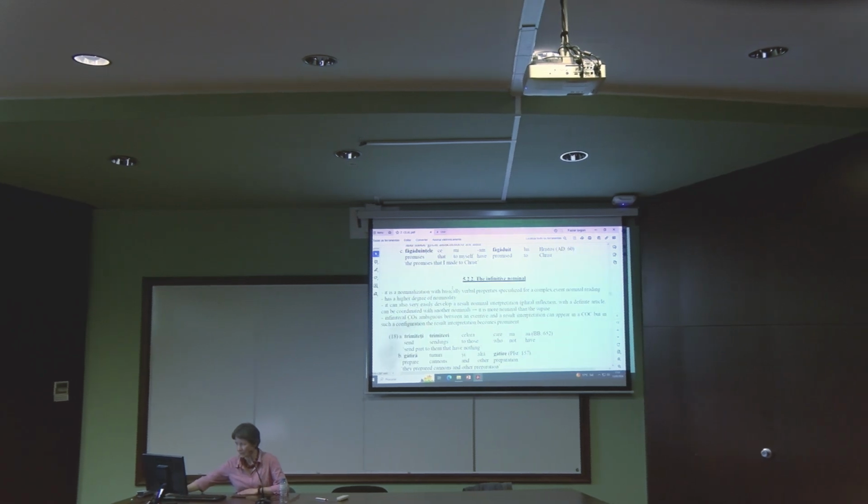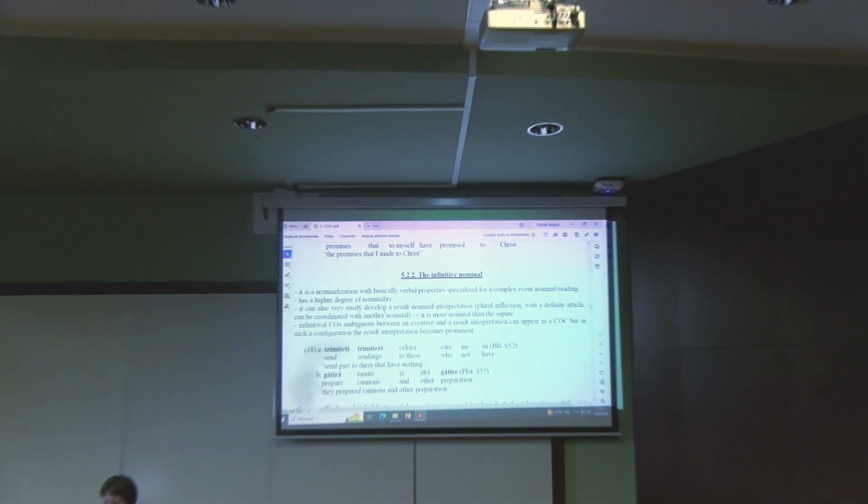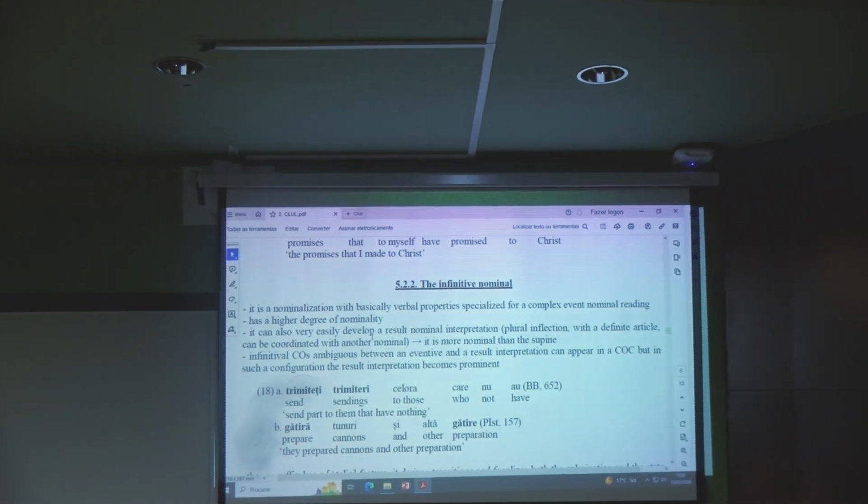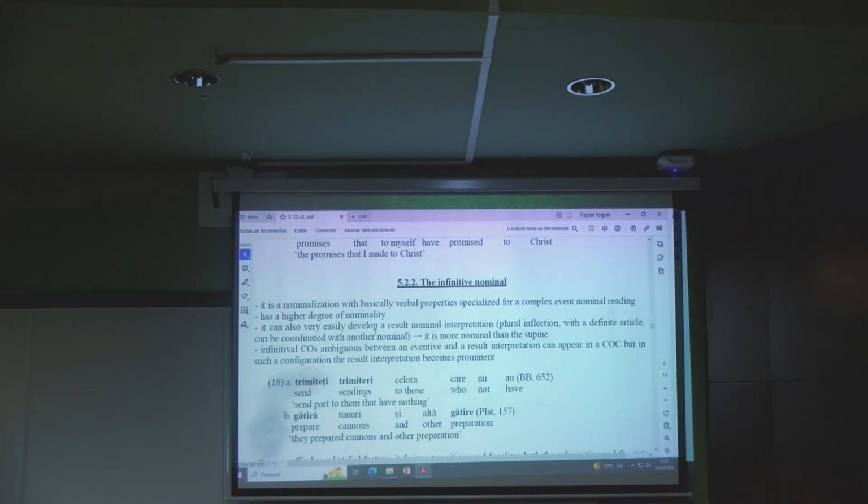The infinitive nominal is a nominalization with basically verbal properties specialized for a complex event nominal reading. It has a higher degree of nominality as opposed to the supine nominal. It can also very easily develop a result nominal interpretation. It can get a plural inflection. It can appear with a definite article. It can be coordinated with another nominal. Therefore, it is more nominal than the supine.